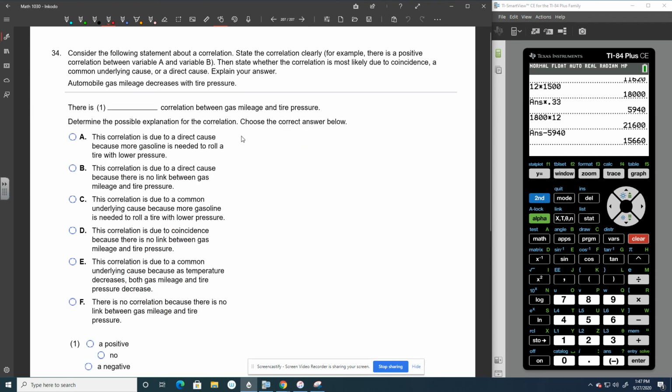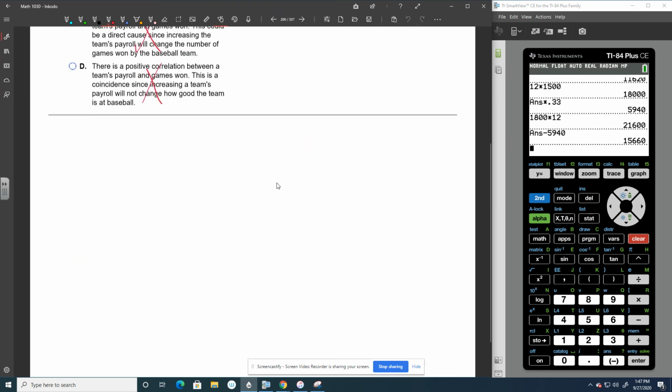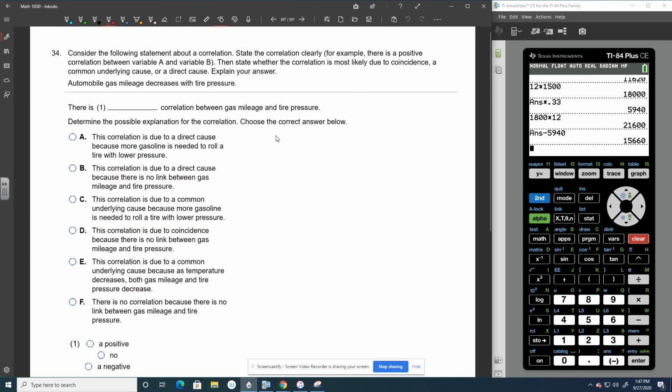34, consider the following statement. I didn't skip anything, did I? That was the whole question. Consider the following statement about a correlation. State clearly if a correlation clearly exists, then state whether it is likely due to what? Automobile gas mileage decreases with tire pressure. So miles per gallon goes down as tire pressure goes down. So that is a negative correlation.